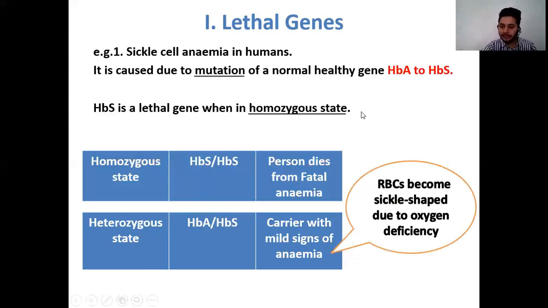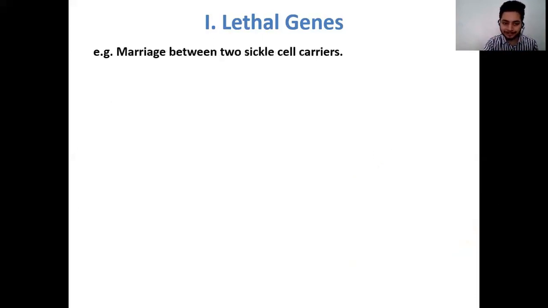In these particular individuals, their RBCs tend to become sickle shaped. These sickle shaped RBCs are formed due to an oxygen deficiency that is faced by the hemoglobin. Normal hemoglobin has a very good capacity of carrying oxygen. But once the abnormal hemoglobin is produced due to the mutated HbS form, the oxygen carrying capacity of the hemoglobin is reduced, and therefore the RBCs tend to become sickle shaped.